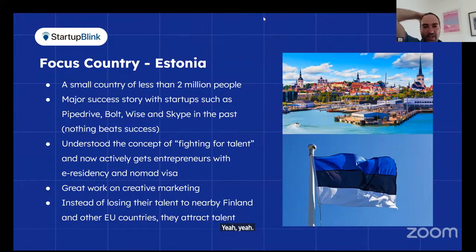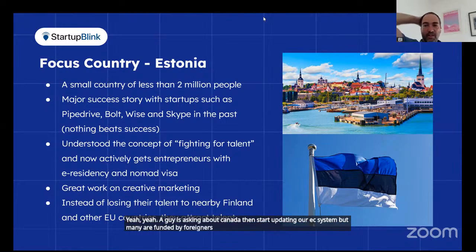A guy is asking about Canada. Many startups stay in our ecosystem, but many are funded by foreigners. Look, many startups in Canada are moving to the USA.